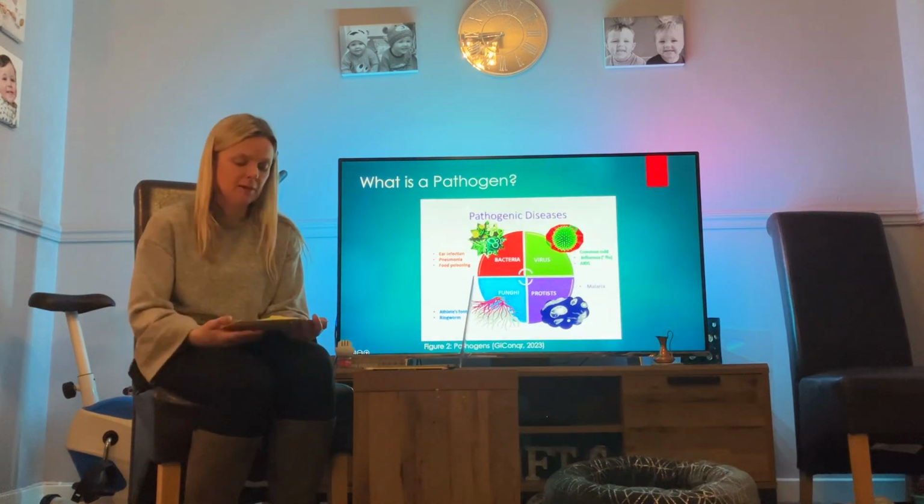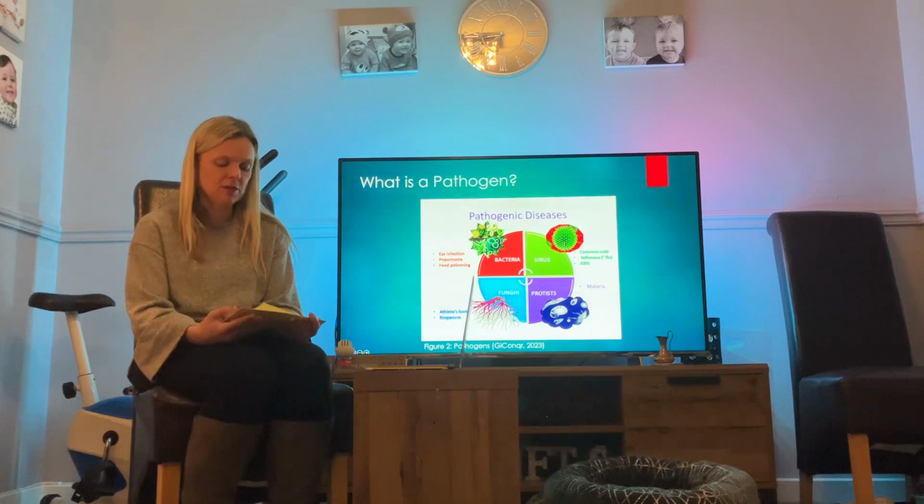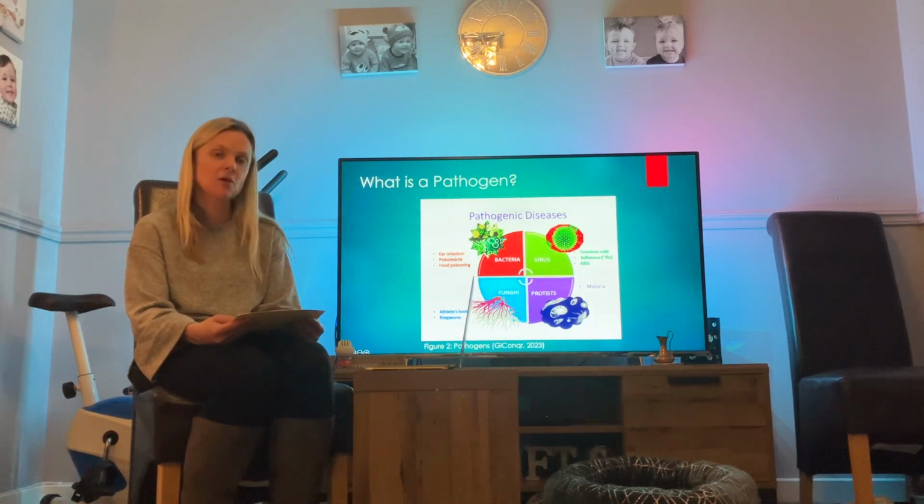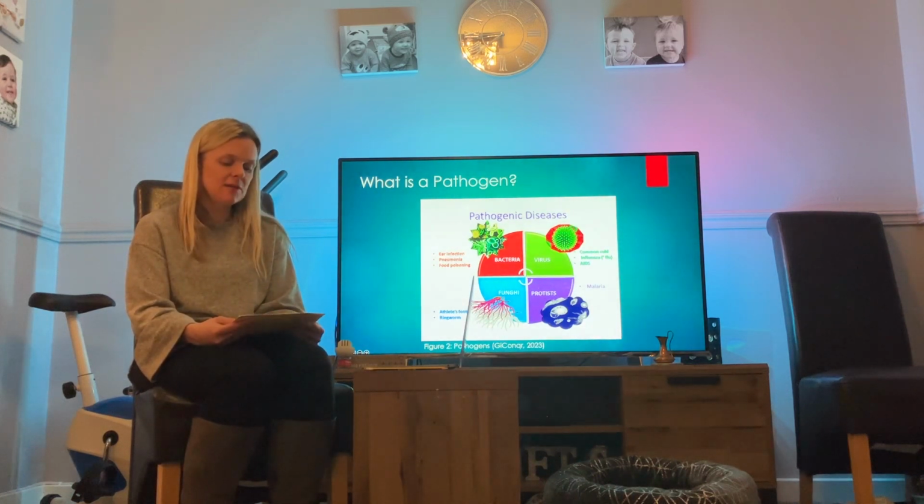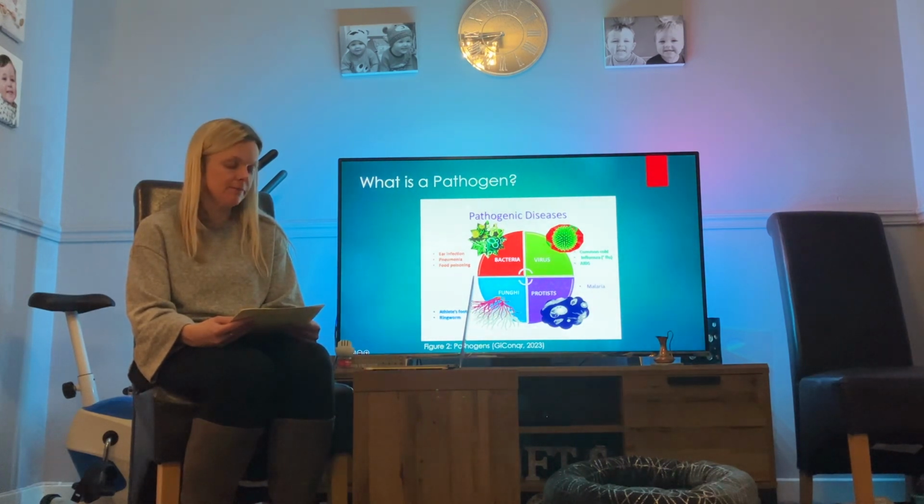Let's start by looking at pathogens. So what is a pathogen? A pathogen is an organism that causes disease. There are many types of pathogens which cause disease or infection in their own unique way. Firstly, there is bacteria. These are single-cell organisms which usually enter the body through the mouth, nose, or a break in the skin. After entering the body, they multiply and can make you sick. Meningitis and pneumonia are types of bacterial infection.